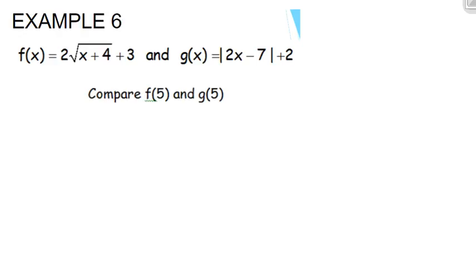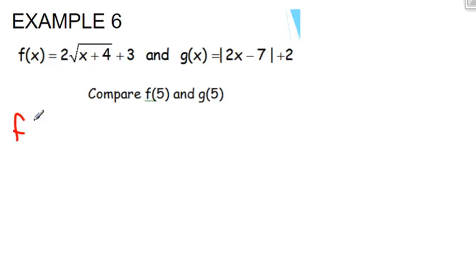In this example, we are asked to compare these two functions, f of x, which is a square root function, and g of x, which is an absolute value function, at the value of 5, because it says f of 5 and g of 5. So I'm going to start by actually evaluating both of these functions.